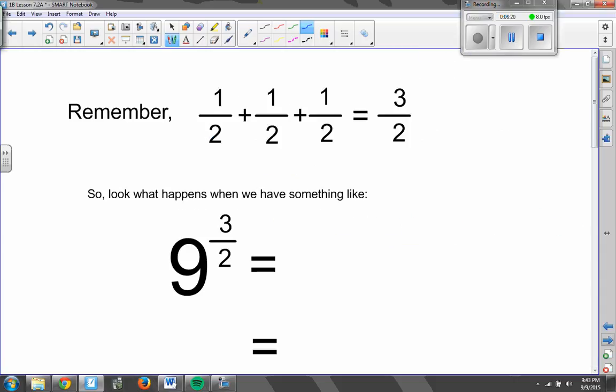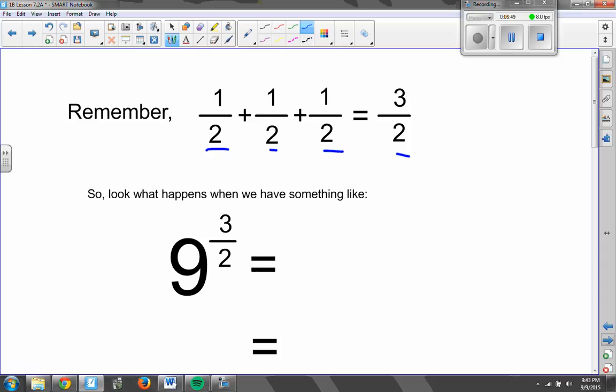All right, let's go on then to the middle of that page. And before we do, I want to just remind us that 1/2 plus 1/2 plus 1/2 equals 3/2, right? When we add fractions together, we add the tops of them, and the bottoms should all be exactly the same, right? 2, 2, 2, 2, all exactly the same. Okay? So look at what happens when we have something like this.